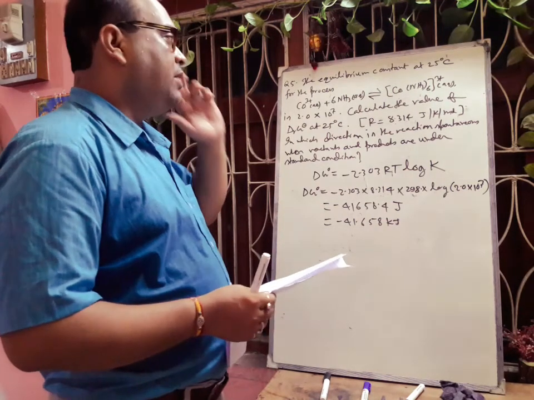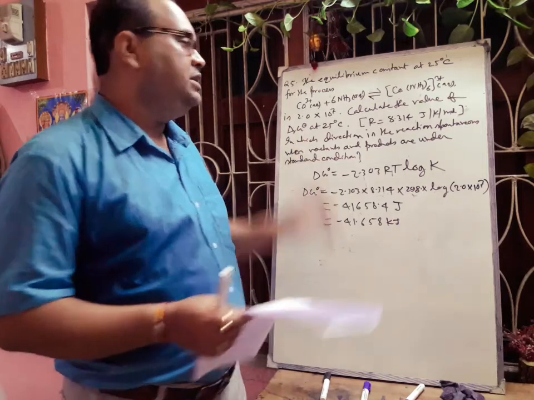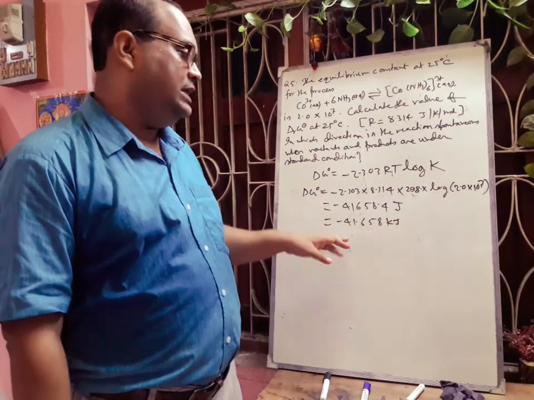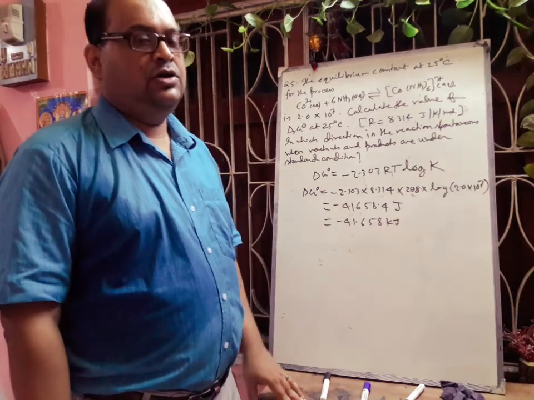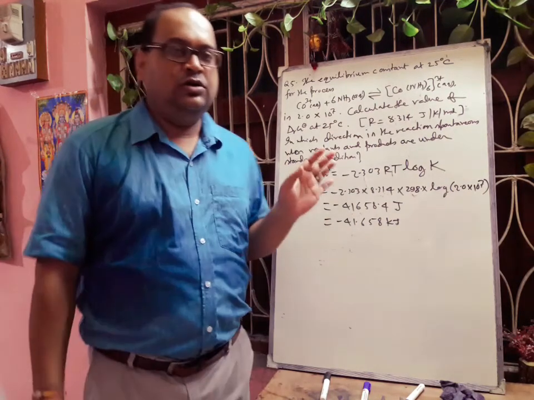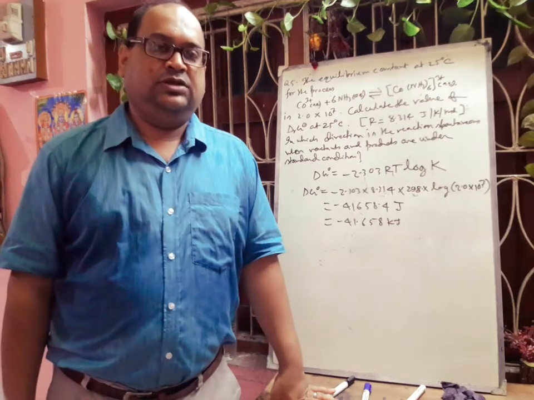So from this problem you can understand that the feasibility of a reaction can also be explained by the value of delta G. If the delta G value is negative, it will be spontaneous. Hope you can understand the application of the Nernst equation. So today electrochemistry up to this, and next day we will discuss more. So thank you.